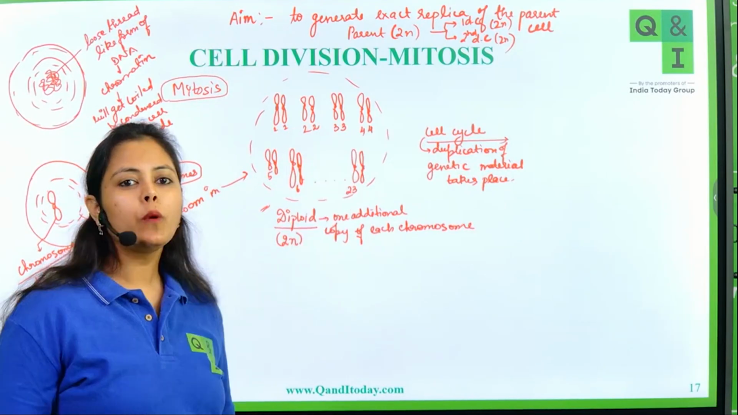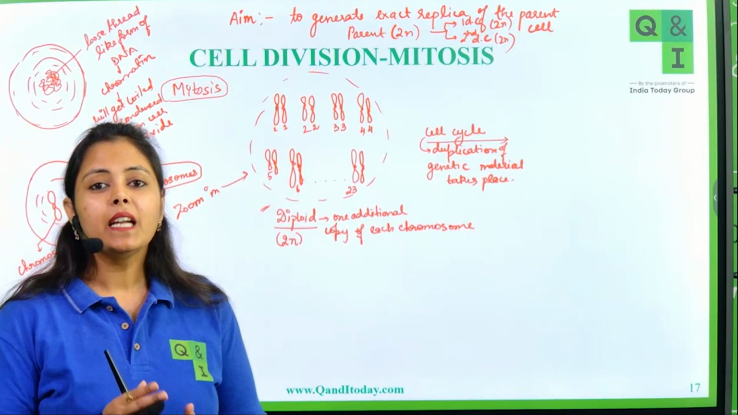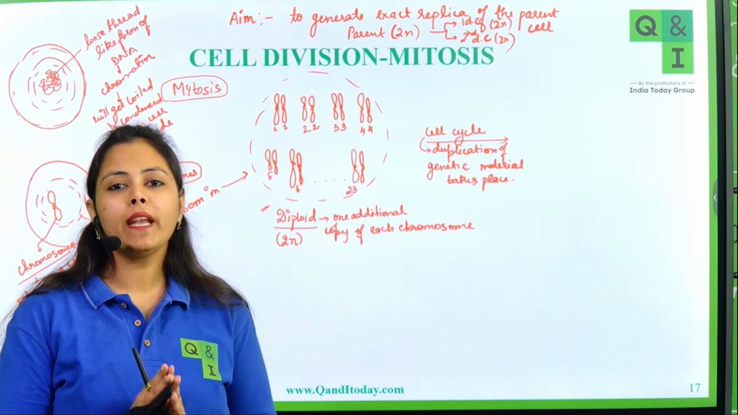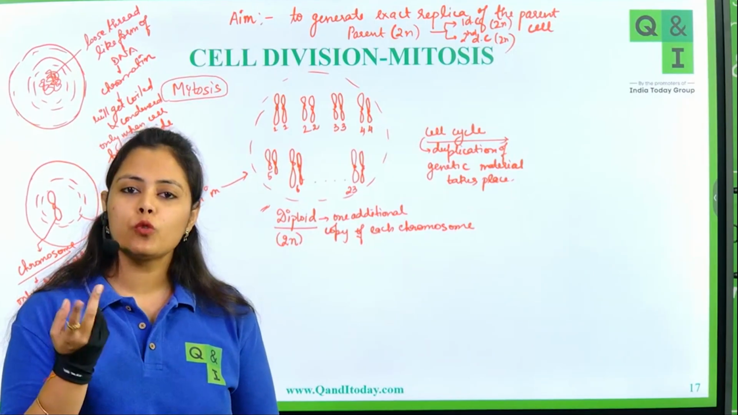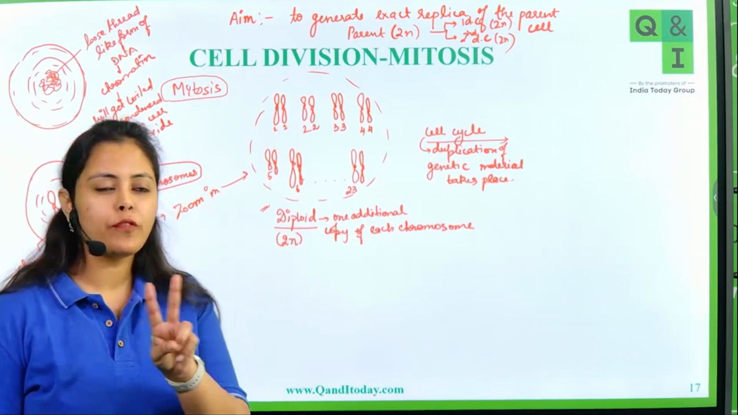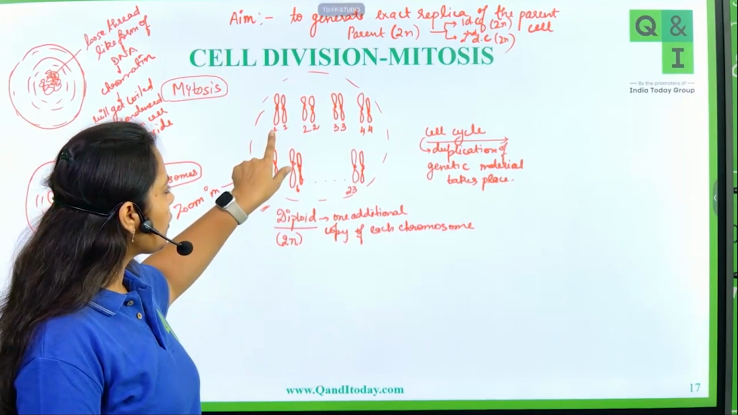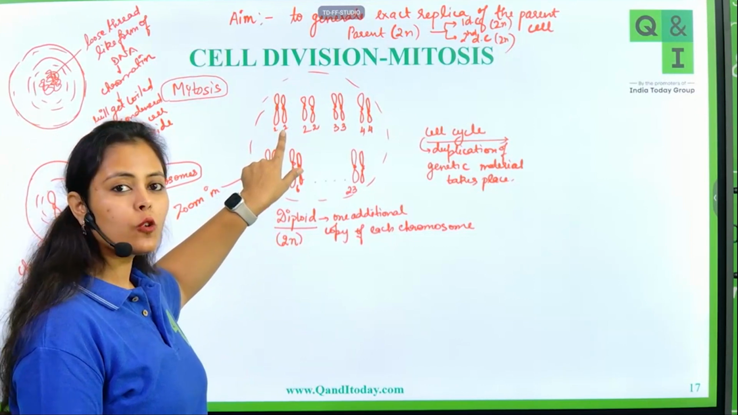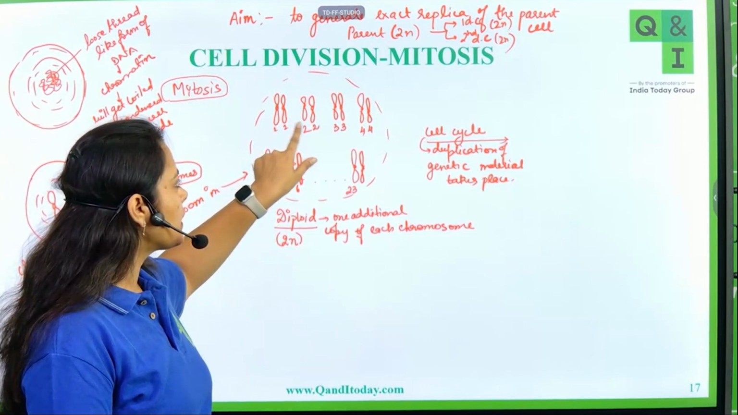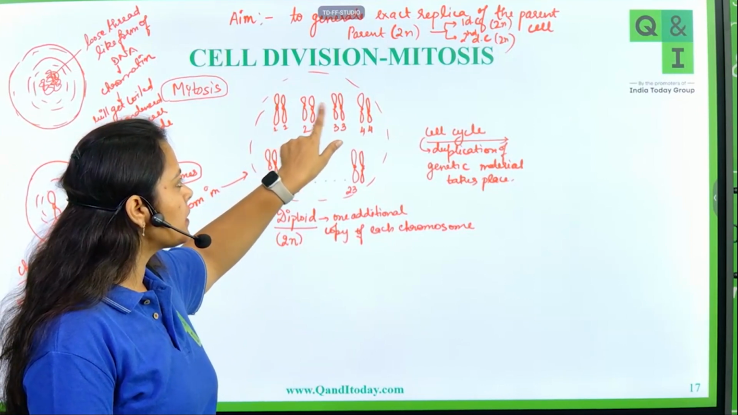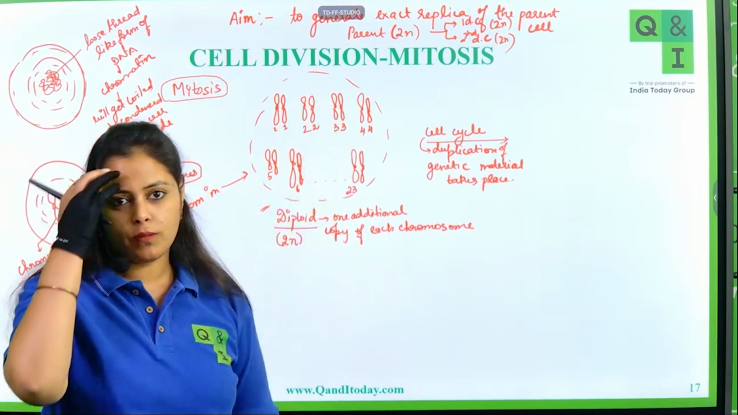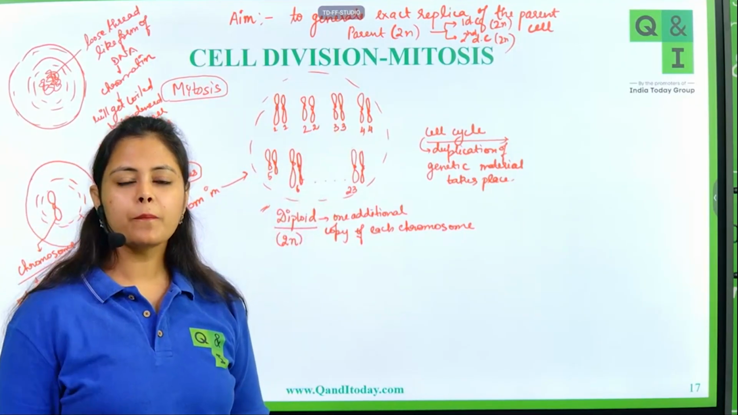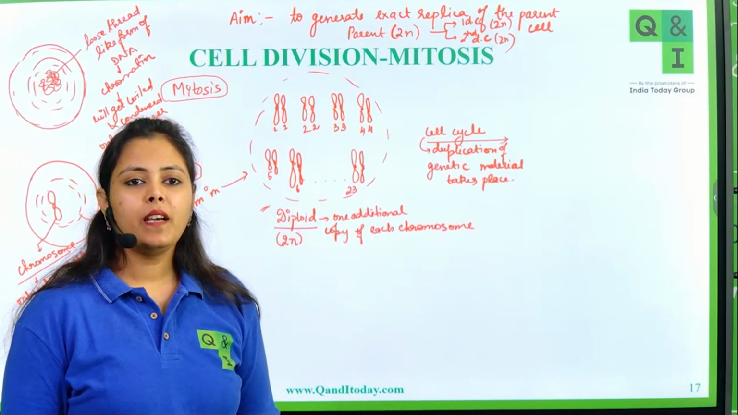Okay, 2n. 2n is basically diploid. Diploid means that you have two copies of each chromosome present. Just like you can see from here, this is chromosome number 1, so chromosome number 1 has two copies present. Chromosome number 2 has two copies present. Chromosome number 3 has two copies present. This is the diploid condition. Okay, Arush, understood?